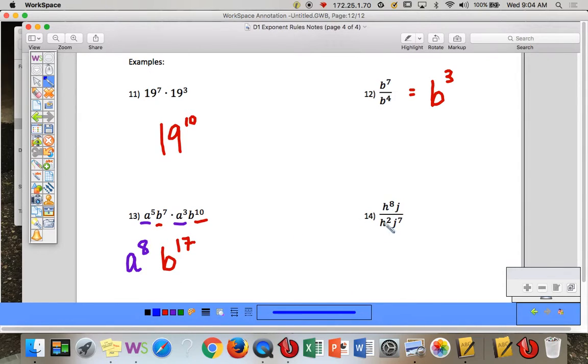Let's look at the h's. There's 8 on top, 2 on bottom. When you cancel, how many are left and where? There's 6 of them on the top. So this is h to the 6th. When you cancel the j's, you can cancel from 1 on top and bottom, so there's 6 j's on the bottom.